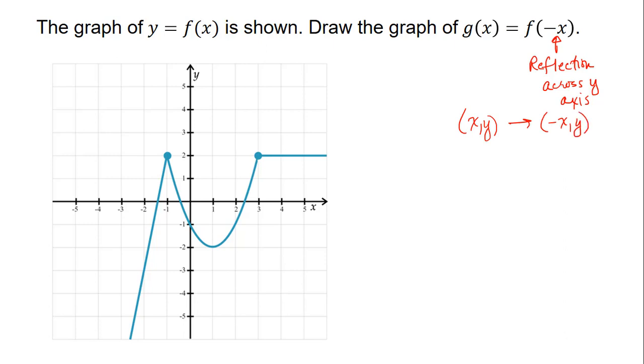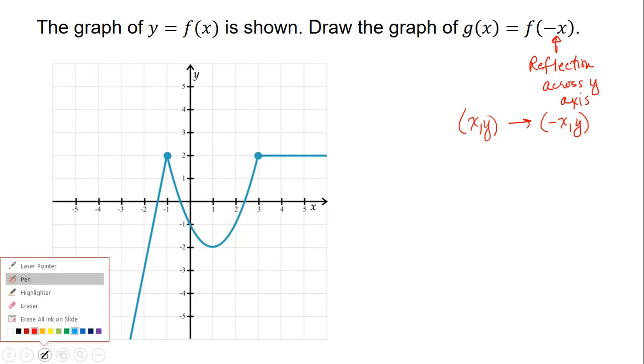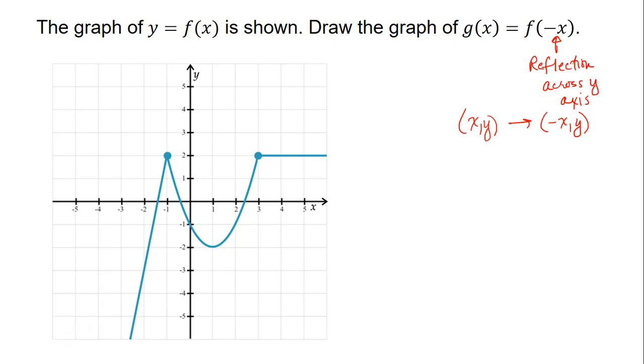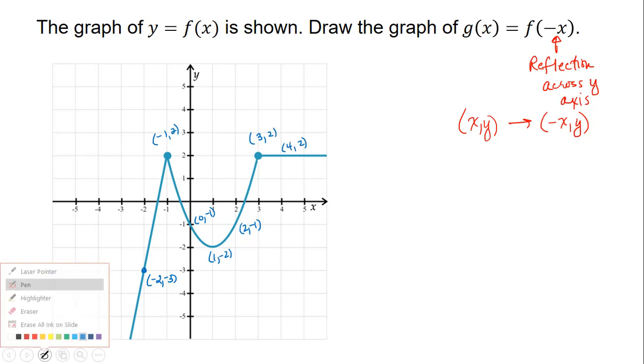then negative x, y is on the graph of f of negative x. Labeling these points again: negative 2, negative 3; negative 1, 2; 0, negative 1; 1, negative 2; 2, negative 1; 3, 2; and 4, 2. On the transformed graph, we take the opposite of x and keep y the same.